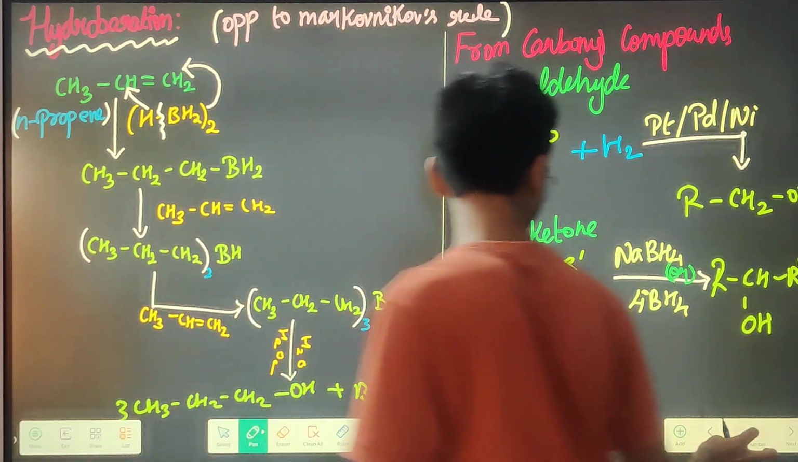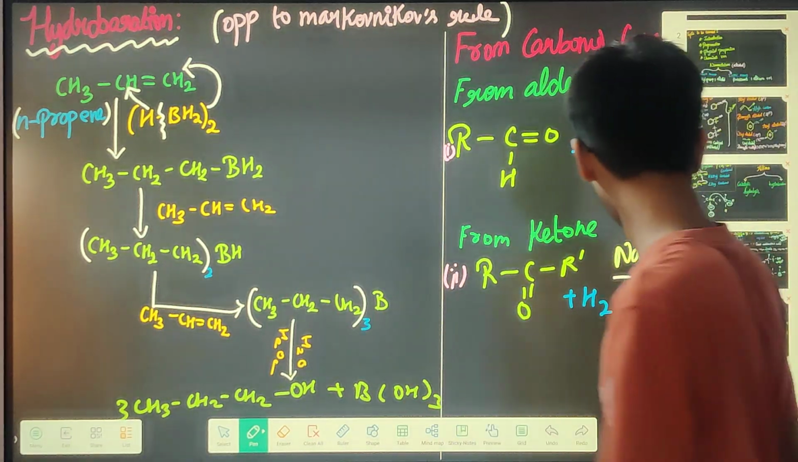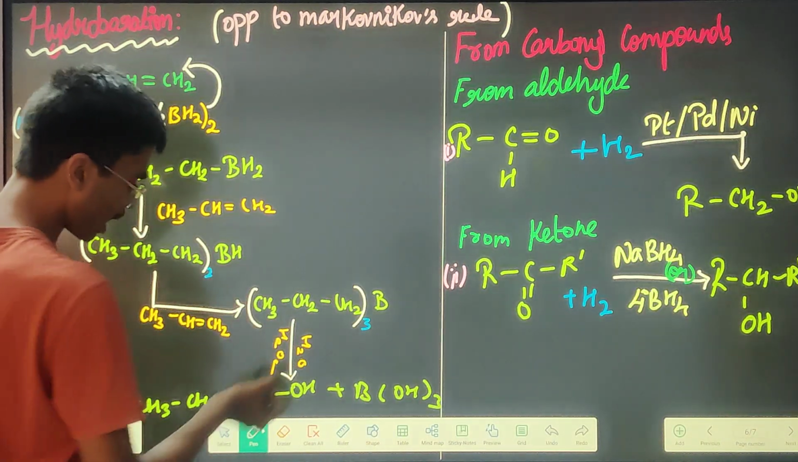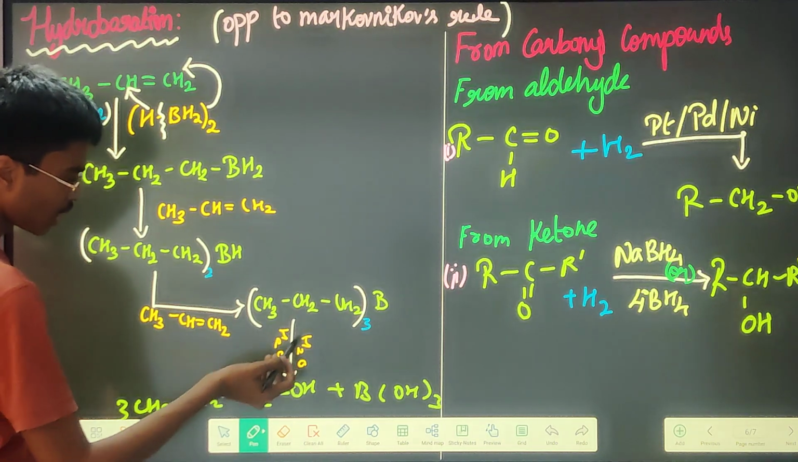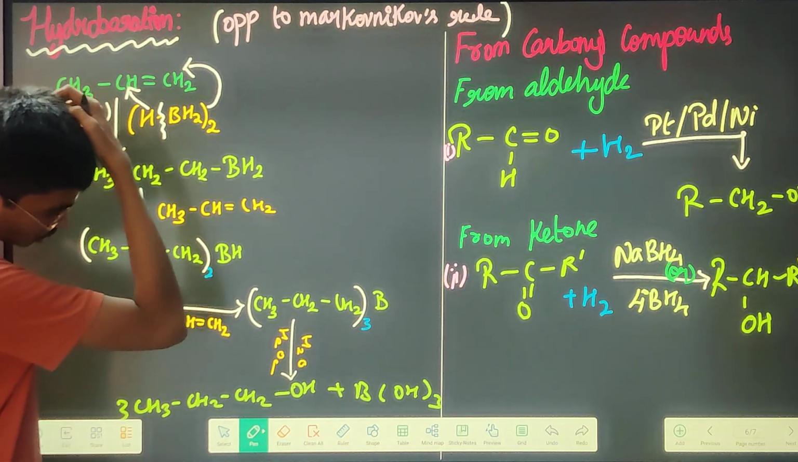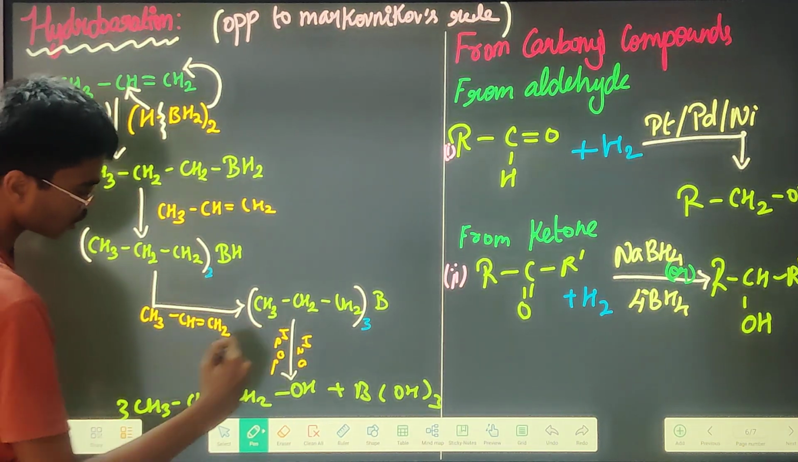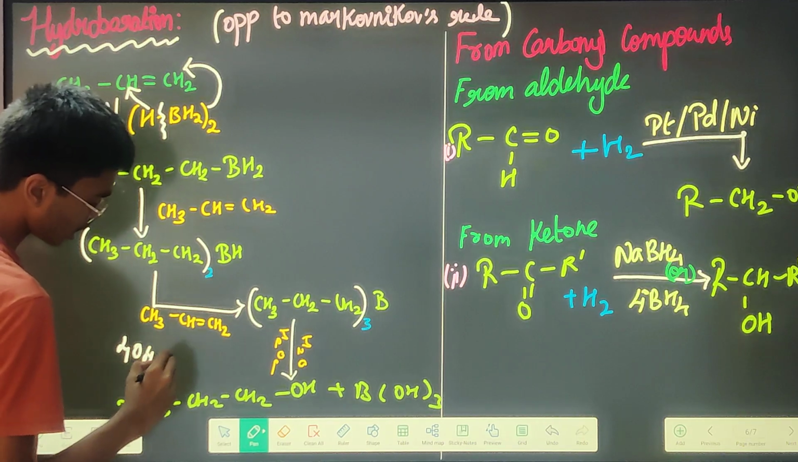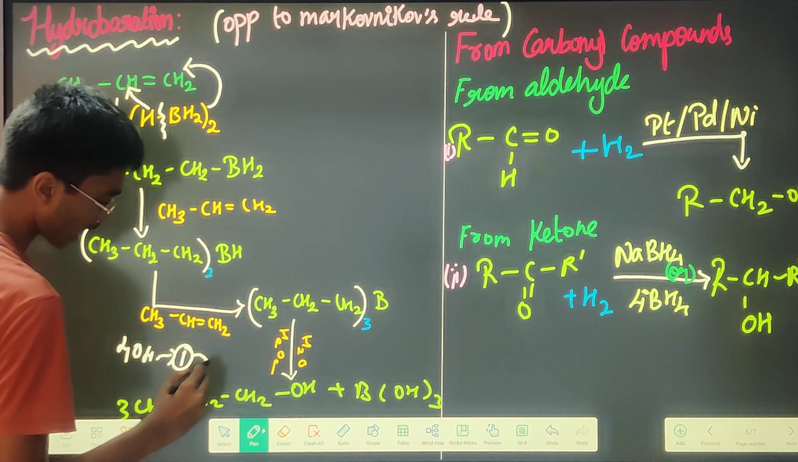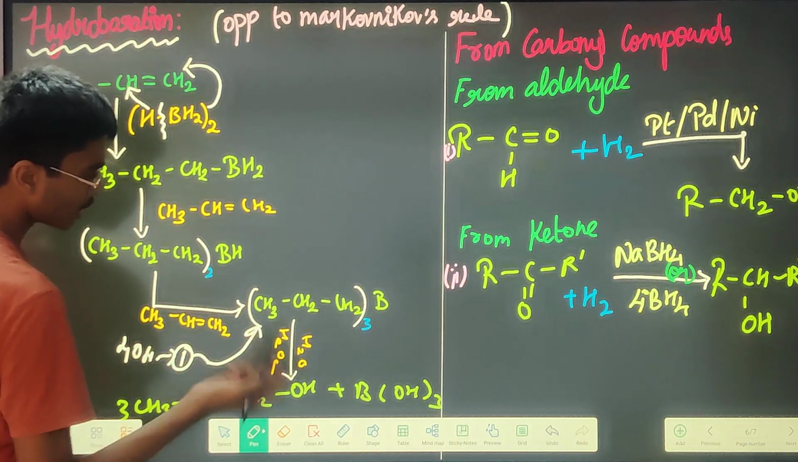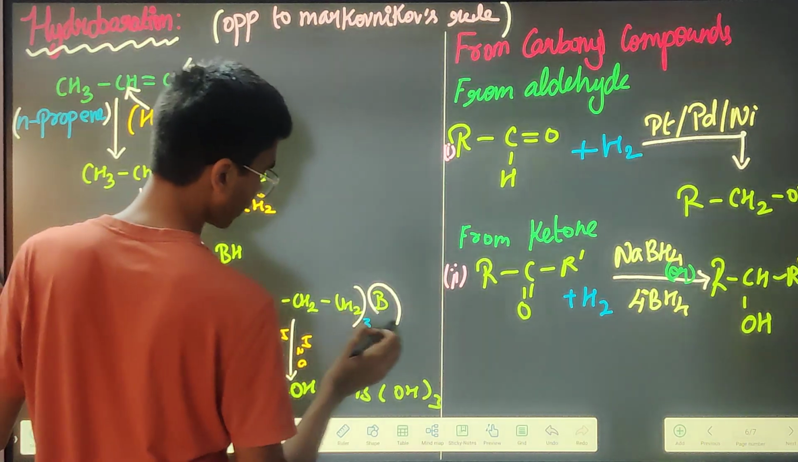How can you get your alcohol? OH will be added to here. Then from this, again 3 OH will be there. See, totally there are 4 OH. That means 1 OH will go and add to this alcoholic compound, then the remaining 3 OH will go and be added to here.